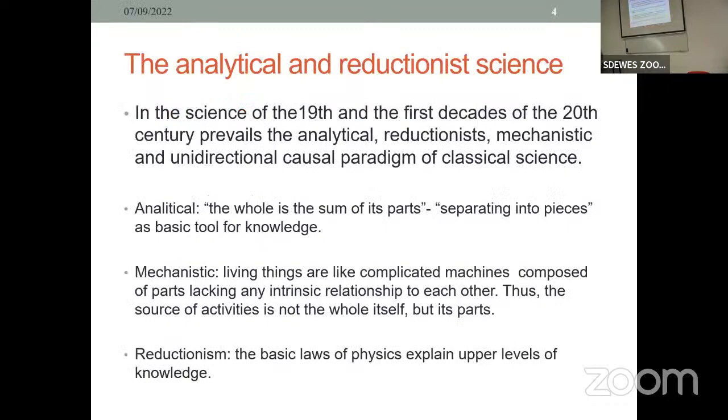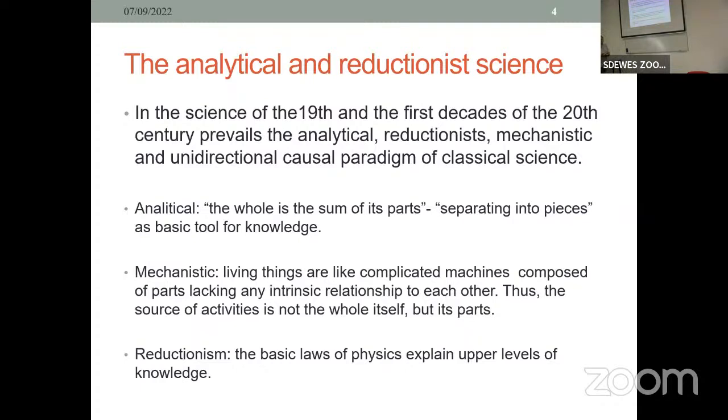Okay, the origin of system dynamics. During the 19th century and the beginning of the 20th century, the dominant philosophy to understand the world was mainly an analytical, reductionist, mechanical, and unidirectional causal paradigm. That means that people understood that this is the cause and this is the consequence, the relation between two different facts.